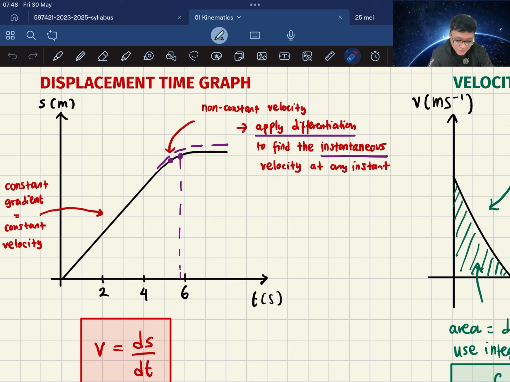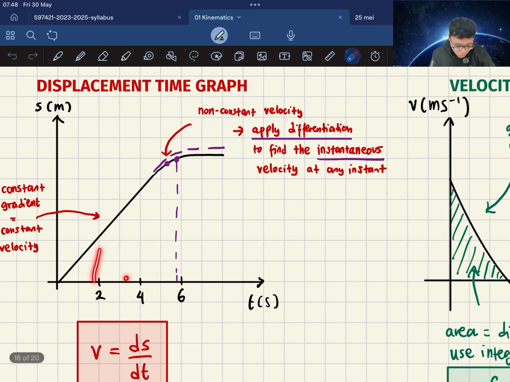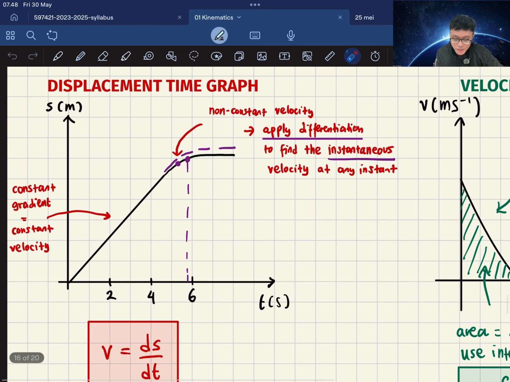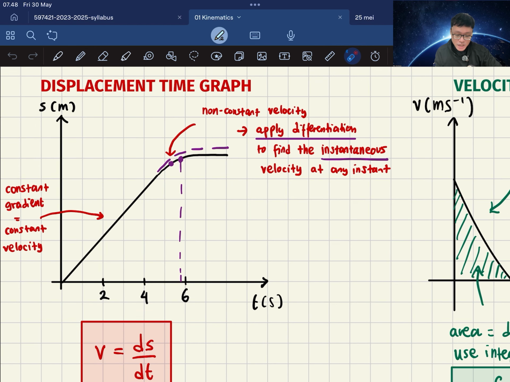In displacement time graph, we know that to find the velocity, we use gradient. And if you have a straight line means that it has constant gradient, that means it has constant velocity. So from 2 to 4 or 5 around that, the velocity is constant. So we can just use gradient to find the velocity. But what happens if you have non-constant velocity? So if you have non-constant velocity, for example like this, as you can see, the gradient keep decreasing until it reaches 0 because the horizontal line means 0 gradient.